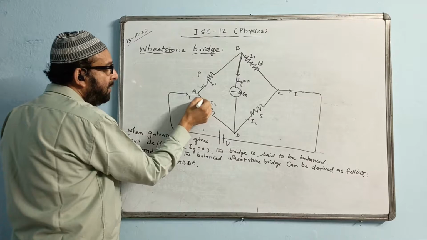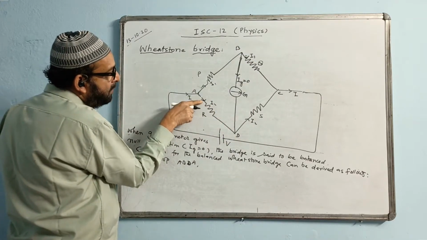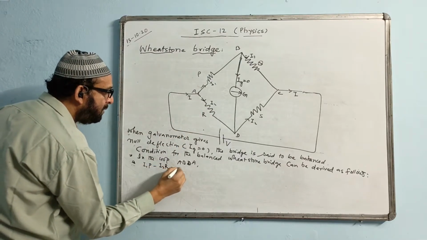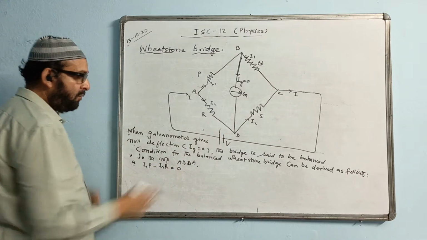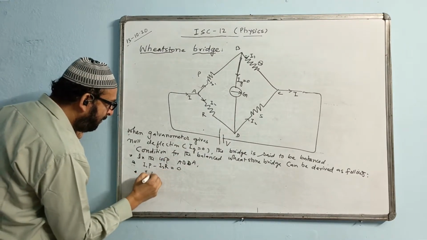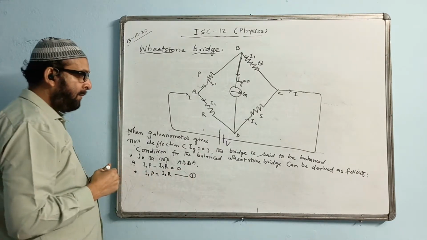If you go this way, the current direction is opposite. That's why you write a minus sign: minus I2 R. There is no cell or battery used out here, equal to 0. So I1 P is equal to I2 R. Mark this as equation 1.